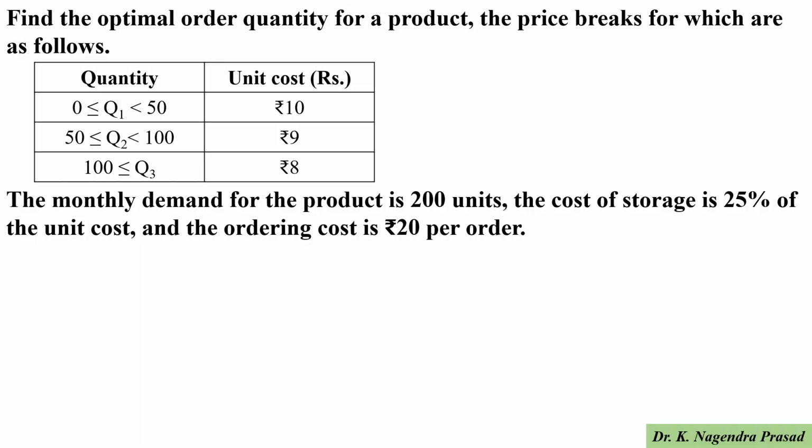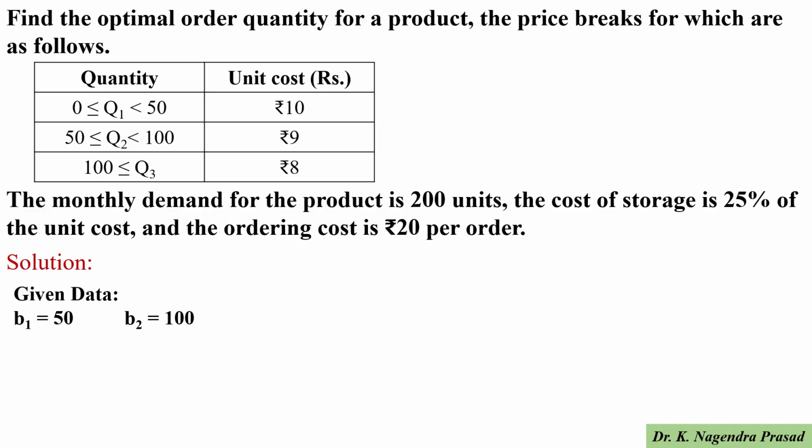The monthly demand for the product is 200 units. The cost of storage is 25% of the unit cost and the ordering cost is 20 rupees per order. So now we have to determine the optimal order quantity. So let's see the solution.